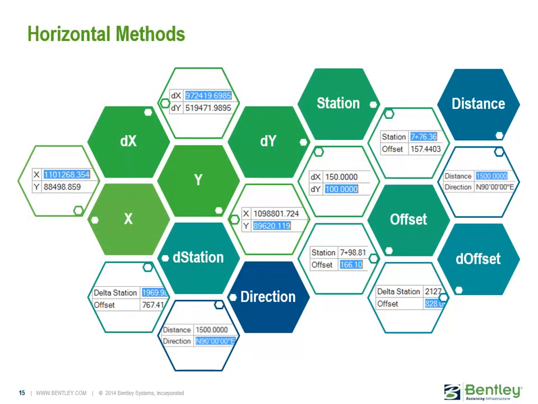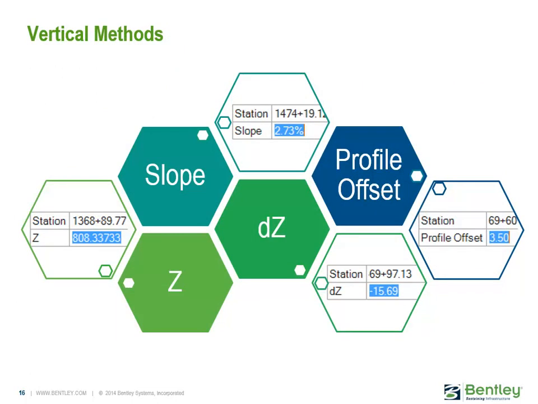Now these are all the horizontal methods that are supported in Civil AccuDraw. You have XY, you have DX and DY, which is delta X and delta Y. You also have delta station, direction, DY, which is delta Y as we just mentioned, station, offset, D offset, which is delta offset, and then you have distance. In the vertical, you have access to methods such as Z, which is elevation, slope, delta Z, and profile offset.